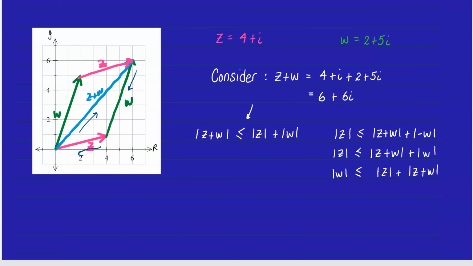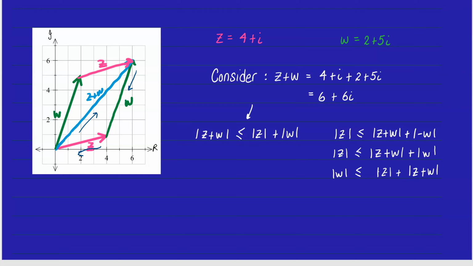All of them are saying and repeating, reinforcing the triangle inequality, that the length of any side is less than or equal to the sum of the lengths of the other two sides. All right, so that's how it fits with our complex numbers.